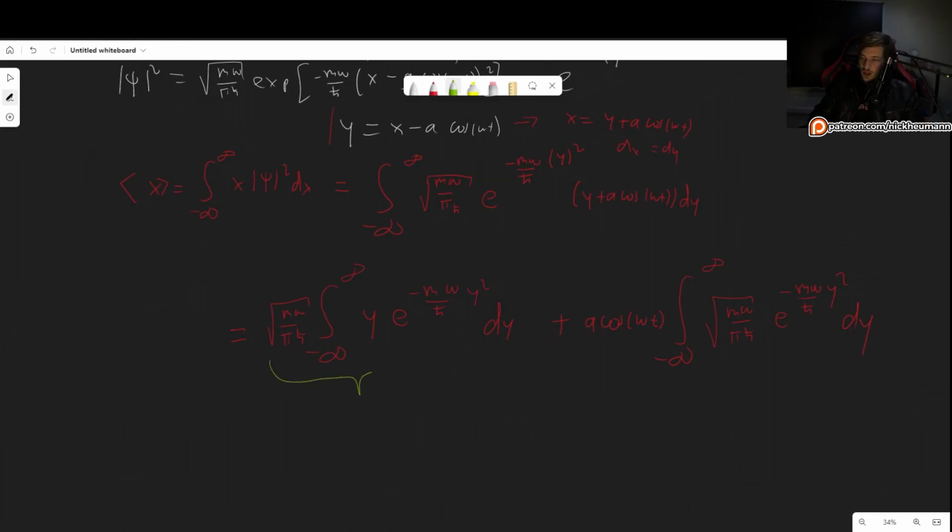This first one is 0, because it is an odd function over a symmetric interval. This part is even, but the y makes it odd. So for that reason, bam, 0. I'm always telling you, whenever you're dealing with a hard integral and your interval is symmetric, check if your function is even or odd. It might make things easier for you.